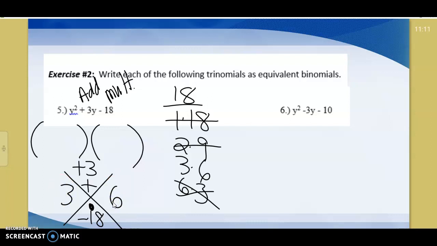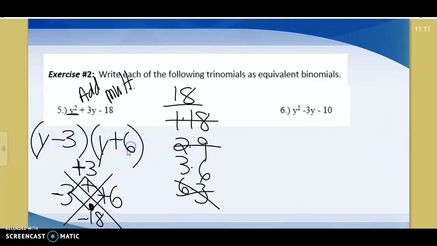Now, how do you get it to be +3 when you add it, but -18 when you multiply it? Clearly, if it's a negative when you multiply, the signs have to be different. And when the sum, the answer to the addition problem, is positive, the bigger number takes that sign. So the bigger number is positive, the smaller number is negative. And there it works. A -3 plus 6 would actually subtract to make +3, and a -3 times +6 would make a -18.